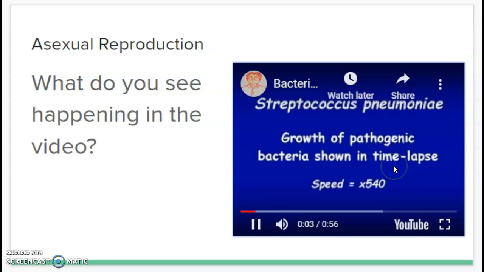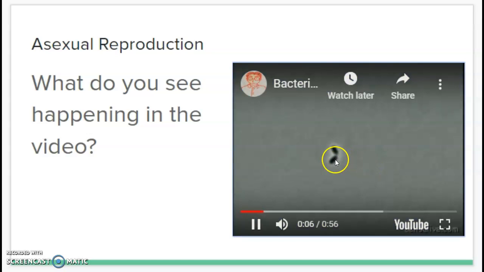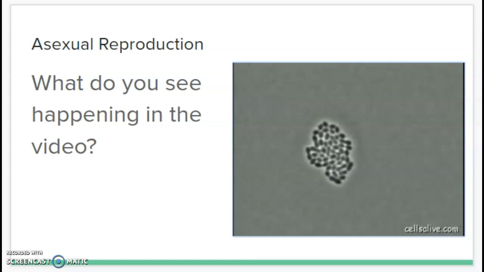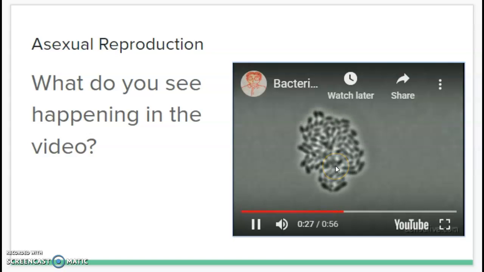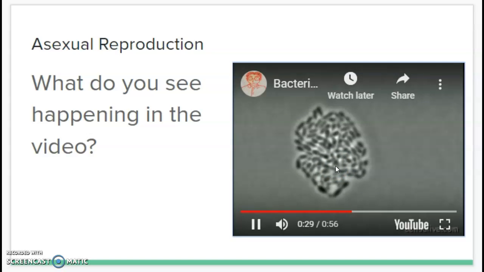So this is a time lapse, so it's sped up just a little. Okay, so again, you start with 2, 2 becomes 4, 4 becomes 8, 8 becomes 16. So notice that 1 divides into 2. It doesn't need a partner. Okay, so they're all going to be exactly the same, genetically identical. And it's going to happen pretty fast.